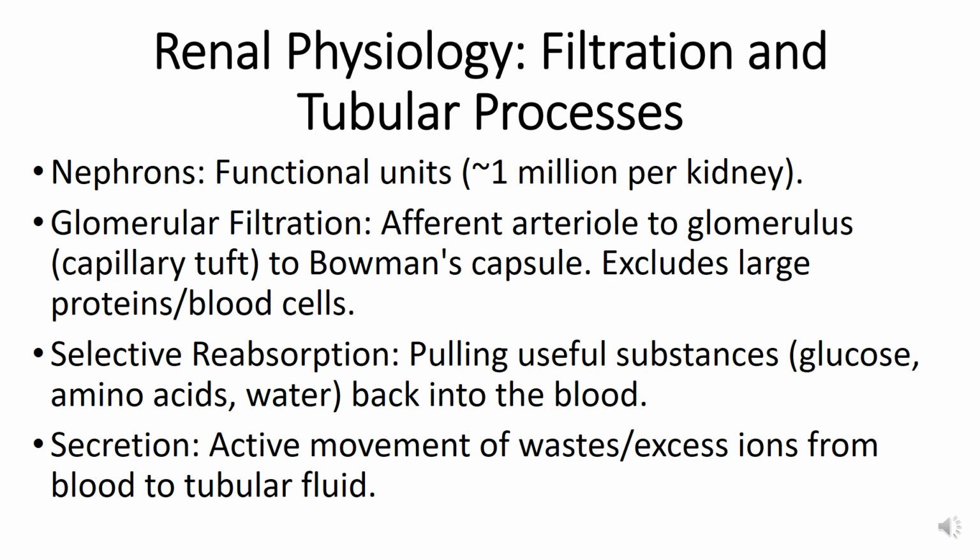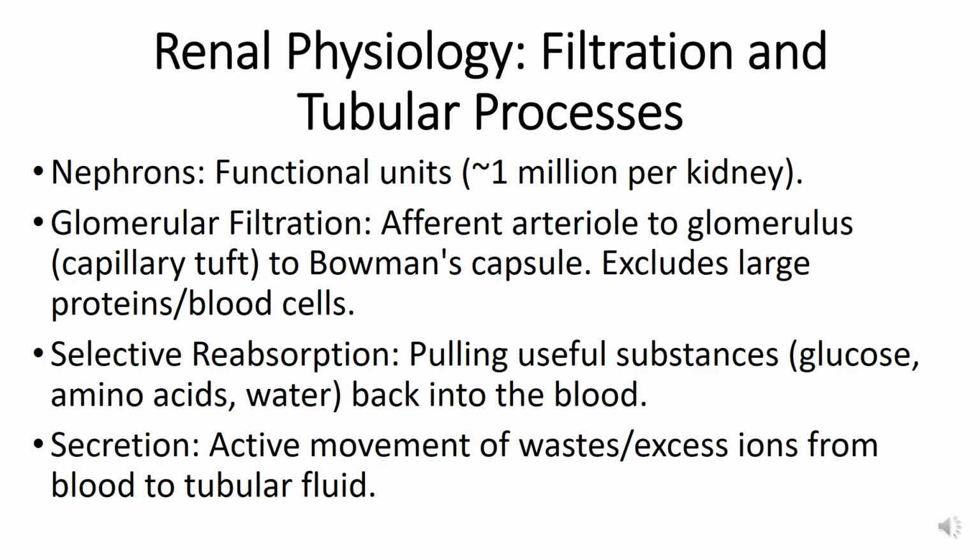Every nephron performs 3 major tasks. These are filtration, reabsorption, and secretion. Let's start with filtration. Filtration occurs in a specialized structure called the glomerulus. Blood enters through the afferent arteriole. The afferent arteriole delivers blood into a network of tiny capillaries. This capillary network is called the glomerular tuft.